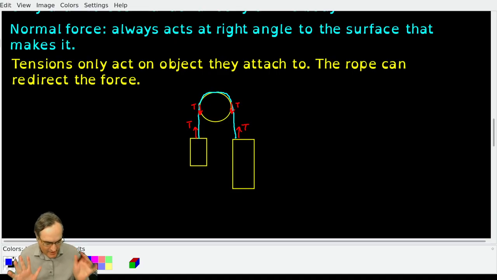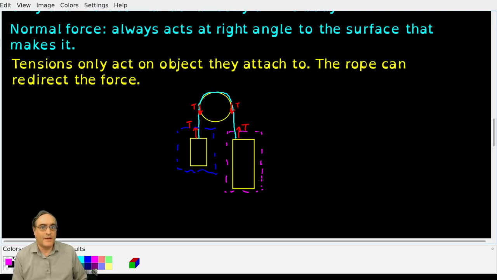I suggest when you have things like this and you're doing tensions, you consider putting some little marks around the object you're interested in. When you start doing that, it will become more obvious which forces are directly attached to that object, making it easier to identify the forces that belong in your free body diagram.